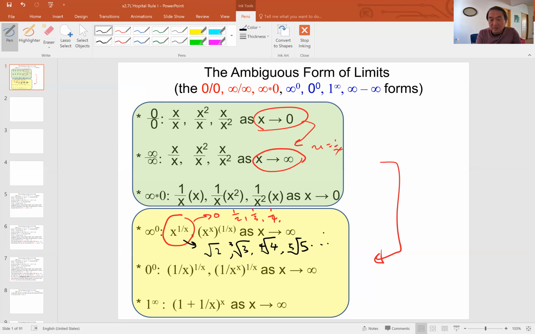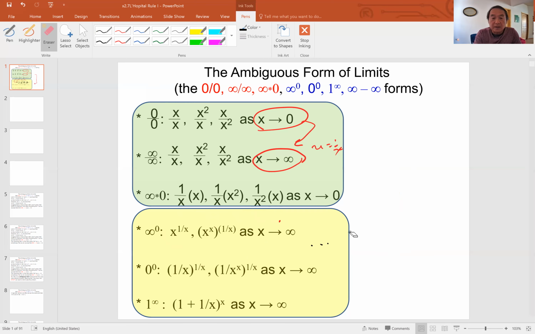In relation to this type of problem, we have this exponential limit problem, one of the so-called ambiguous forms. In this example over here, when x goes to infinity, this goes to 1. But in this case, when x goes to infinity, the base goes to infinity, and the power 1 over x goes to 0. But notice 1 over x times x cancels out, and so this is just x. And as x goes to infinity, x of course goes to infinity itself.